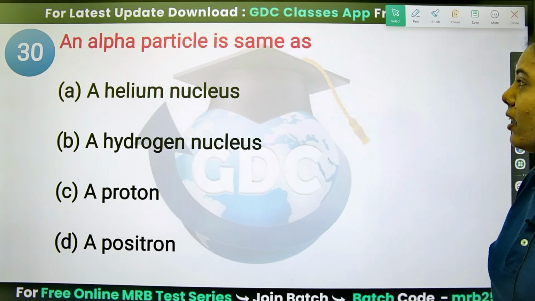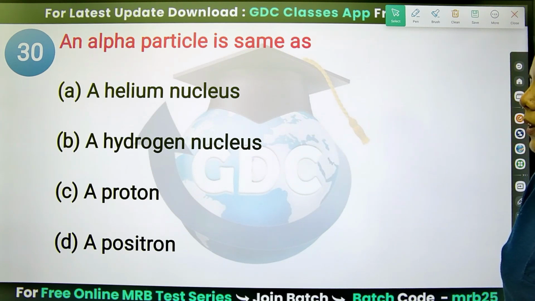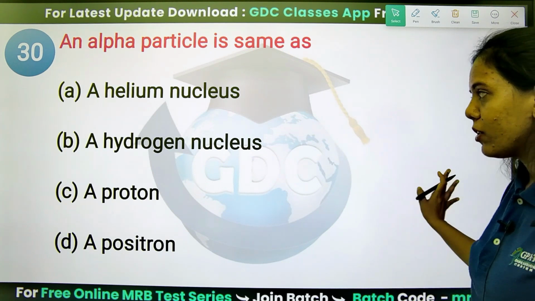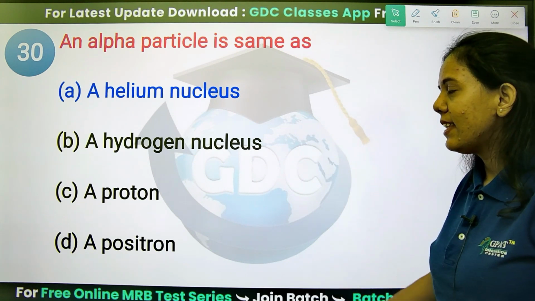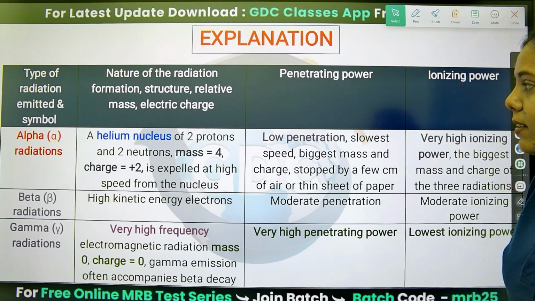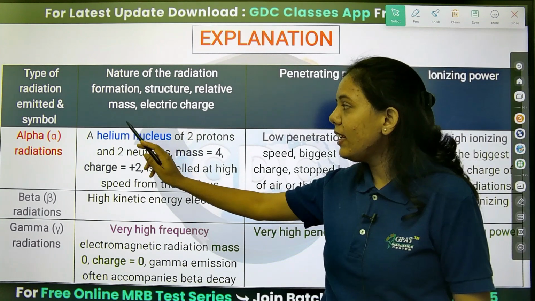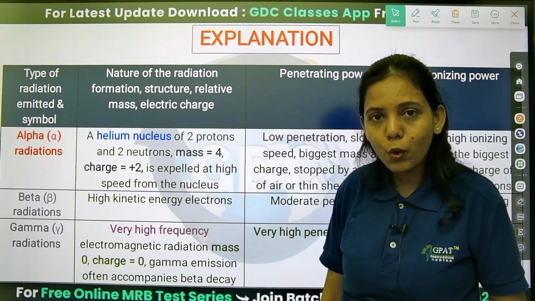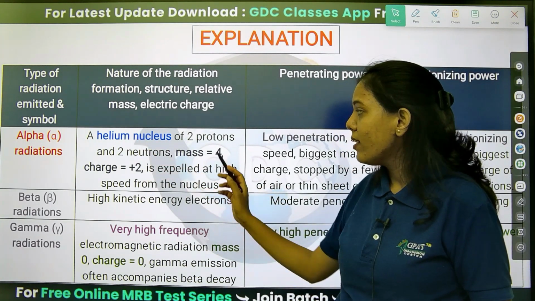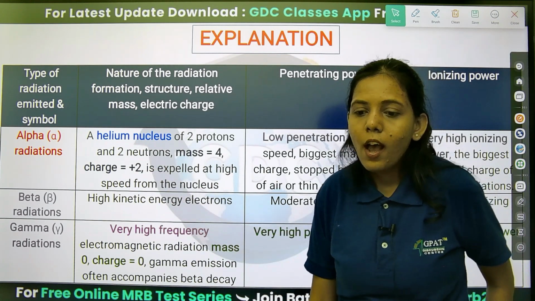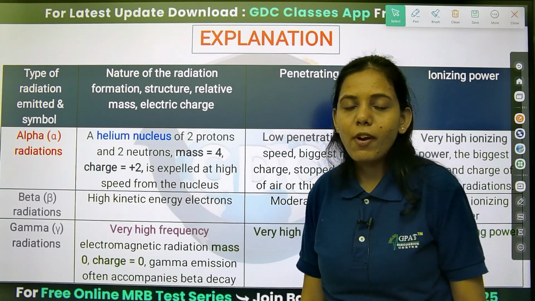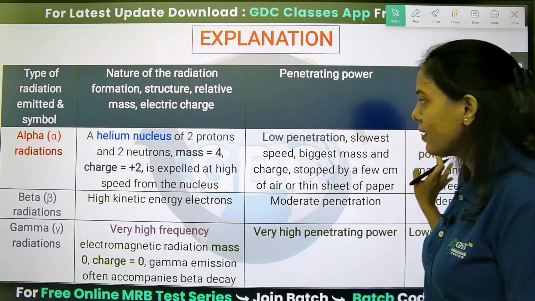An alpha particle is same as helium nucleus, hydrogen, proton, or positron. It is same as a helium nucleus. This we have seen, it is a helium nucleus of 2 protons and 2 neutrons. The mass is 4 and charge is +2. So this is the similarity between alpha particle and the helium nucleus.